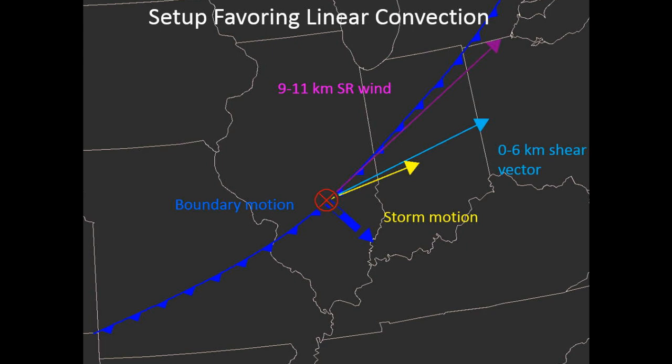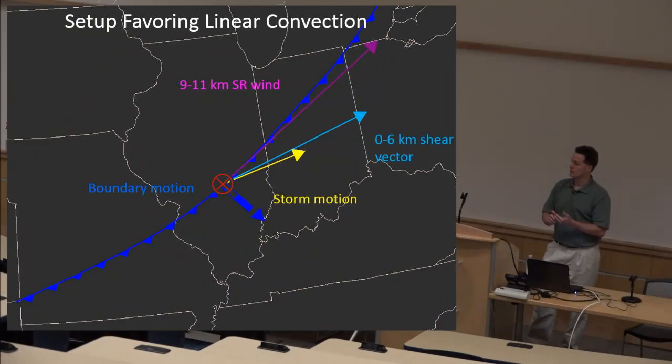This one, we've got a cold front, oriented mostly east-northeast to west-southwest. In this case, I've drawn in the shear vectors. The key here is to note the color coding. This is going to be the same throughout the presentation. The purple arrows represent the 9 to 11 storm relative winds, so this is up near anvil level for a typical storm. The 0 to 6 is the light blue shear vector, the storm motion in yellow, and then we put the boundary motion as the thick blue line.